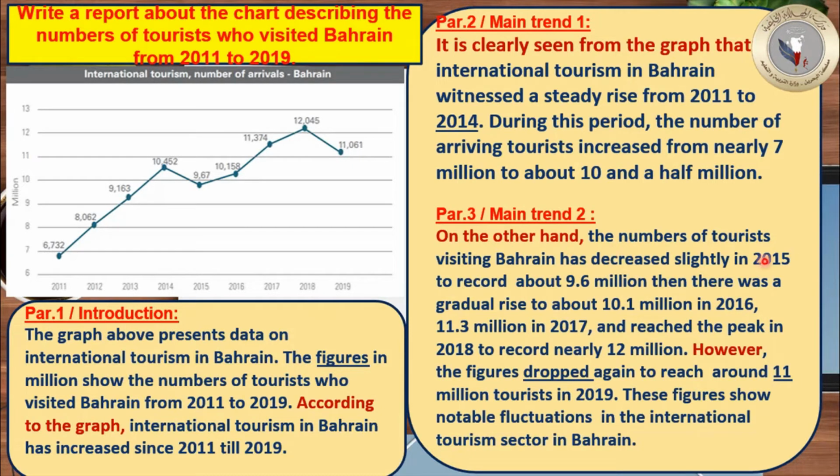The number of tourists visiting Bahrain has decreased slightly. Decreased what? Slightly, not dramatically, slightly, or I mean a little. Okay, slightly in 2015 to record what? I have to mention the figures and the numbers. To record what? To record 9.6 million. Then there was a gradual what?